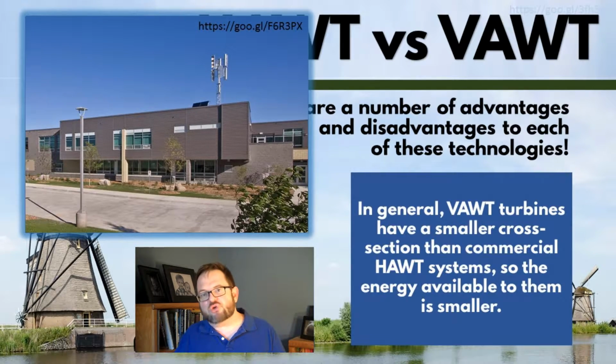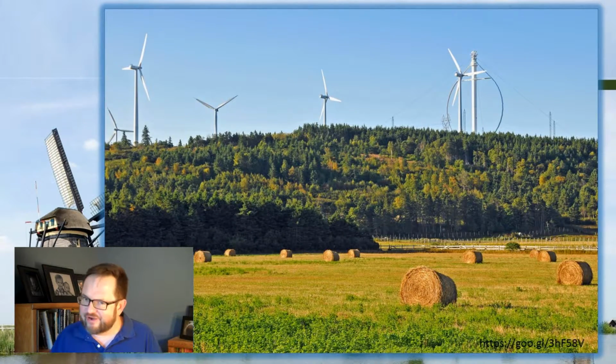So we would say that in general these VAWT turbines have a smaller cross-sectional area than a commercial HAWT system that would be producing power that goes into the grid. And so in general the amount of energy going into them is smaller. That being said, you certainly can make a very large VAWT. Just to give you a sense here, this is in Ontario. Do you see how there's all these traditional 3-blade type horizontal axis wind turbines in this picture here? And then you see that one weird vertical axis wind turbine in there?